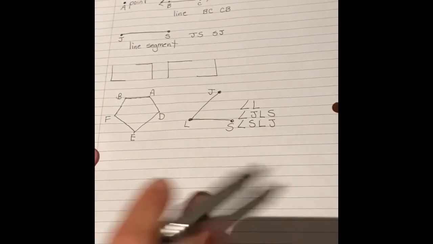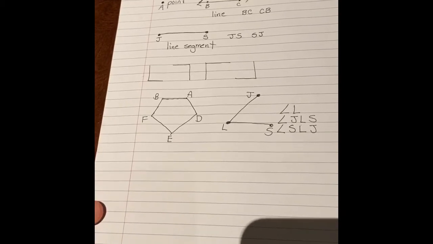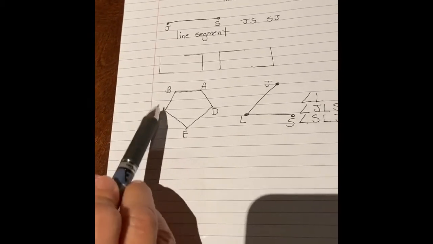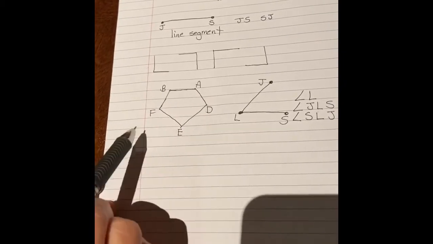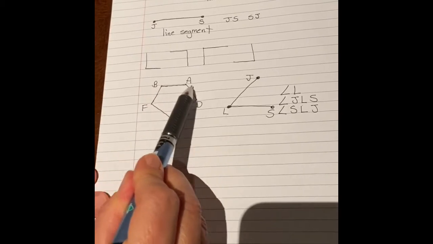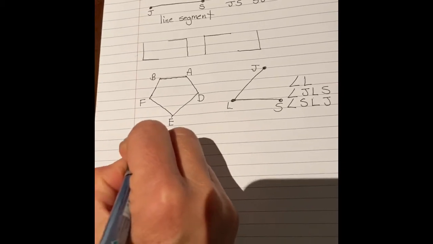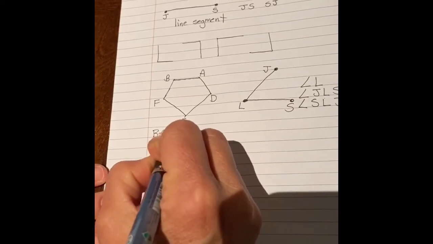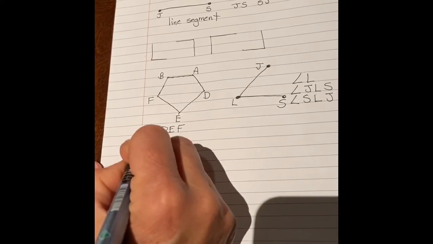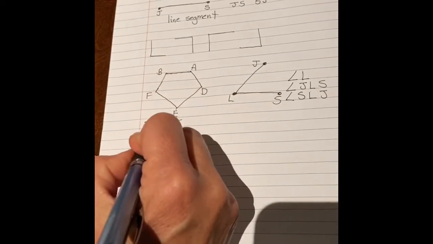If you look over at this shape, I have an upside down pentagon. Pentagon is five sides and 5 angles. When I am naming this, it doesn't matter what letter you start on, but you must go clockwise. So I can call this shape BADEF. So I went this way. I can start at E, and I can call it EFBAD.